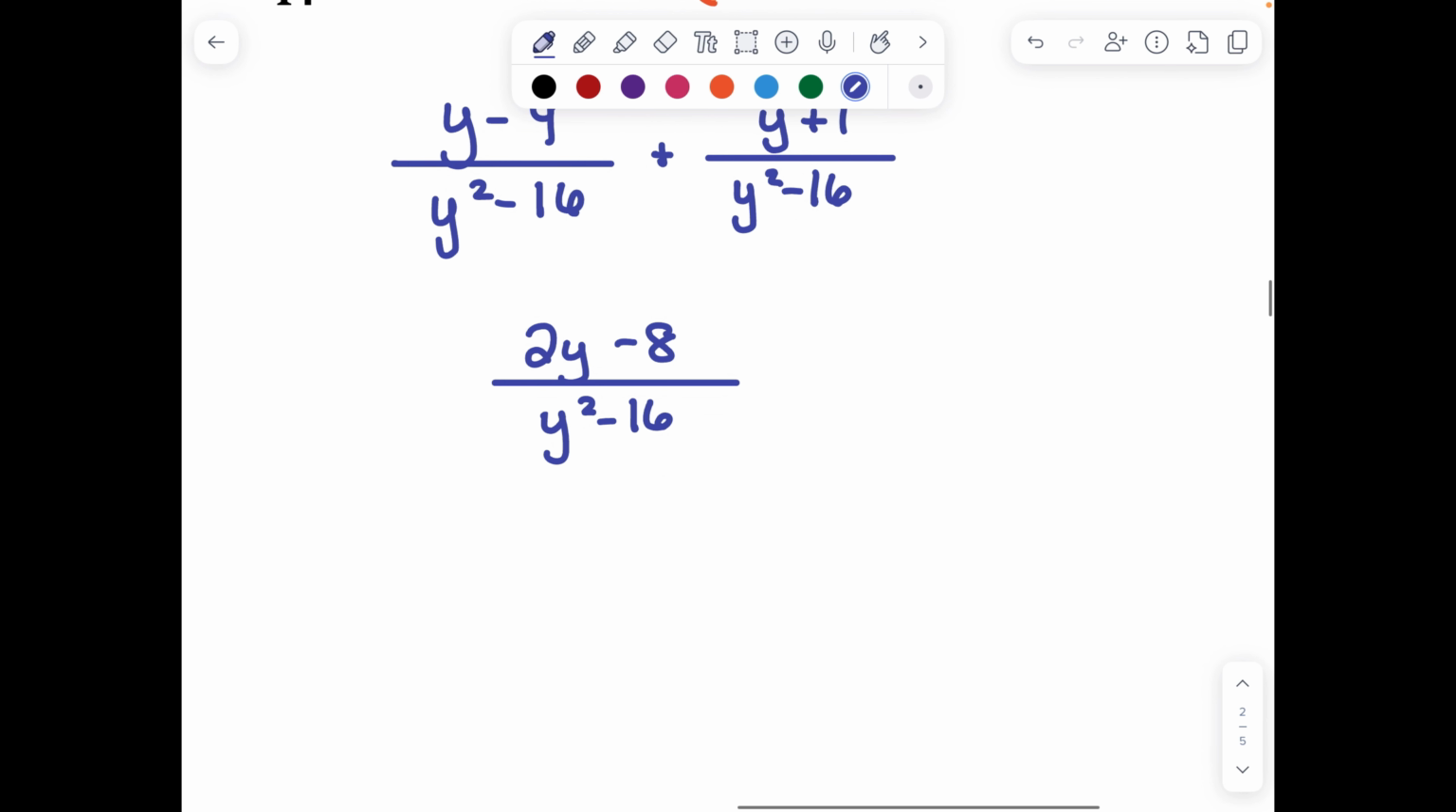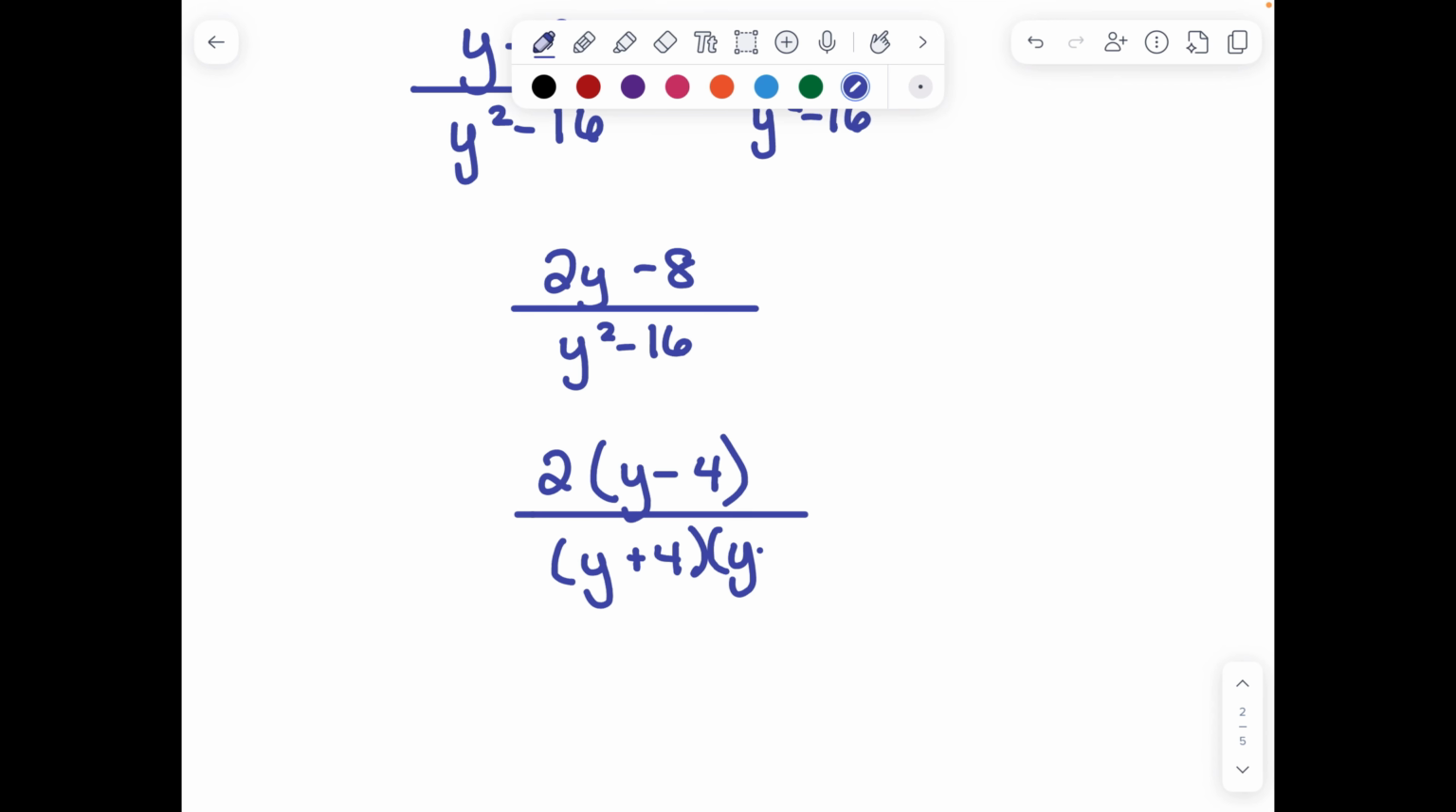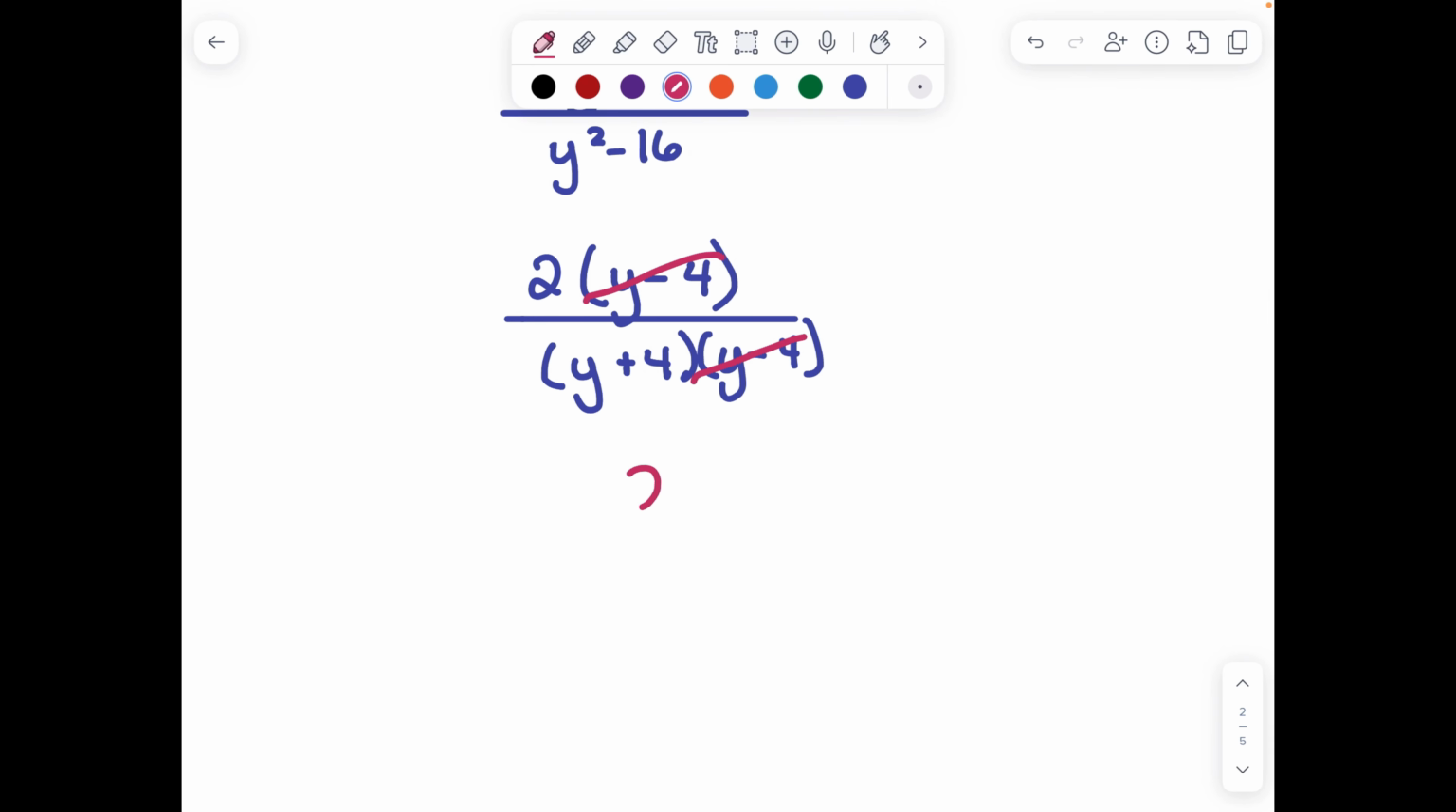Now I can factor my numerator and factor my denominator, so I'm going to do that now. So I have 2 times y minus 4 over y plus 4 times y minus 4. Our y minus 4 simplify. So I'm just left with 2 over y plus 4. And my restrictions are y cannot equal plus or minus 4.